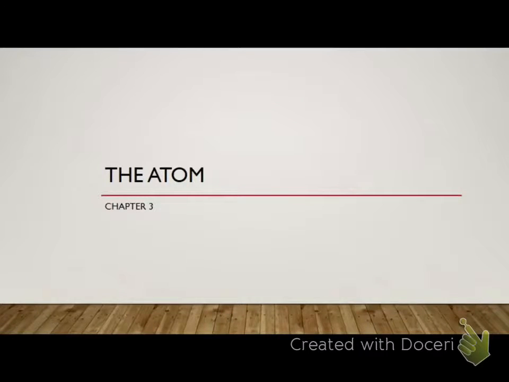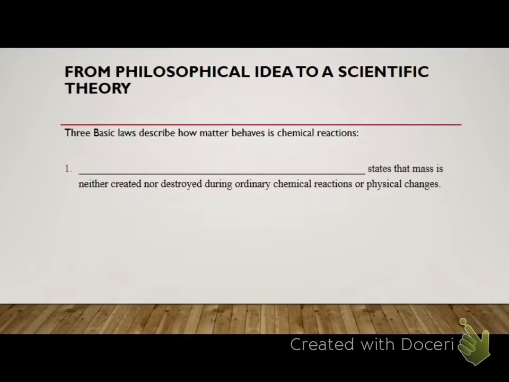Welcome to Chapter 3. This first lesson is going to be over the atomic theory and how we got to know how the atom was built, and then in subsequent lessons we're going to learn some of the most important math that we need for the year, and so this is going to be an important unit. So let's just dive right in.